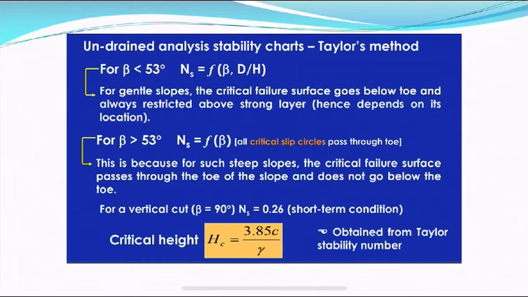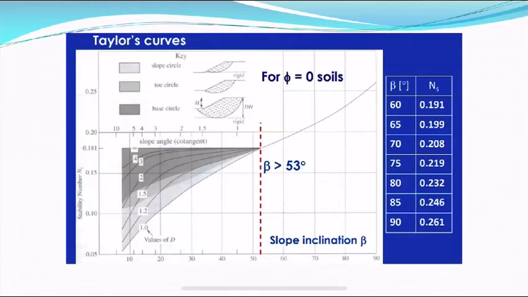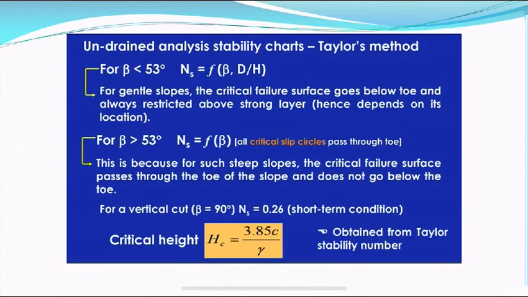Let us assume the vertical cut, beta is equal to 90 degrees and N suffix s is equal to 0.26, that is, the stability number is equal to 0.26. From the short term condition, it can be seen here for beta equal to 90 degrees, the Ns value is about 0.26. When we calculate back by substituting this expression, the critical condition is defined as the height at which the factor of safety tends to 1.